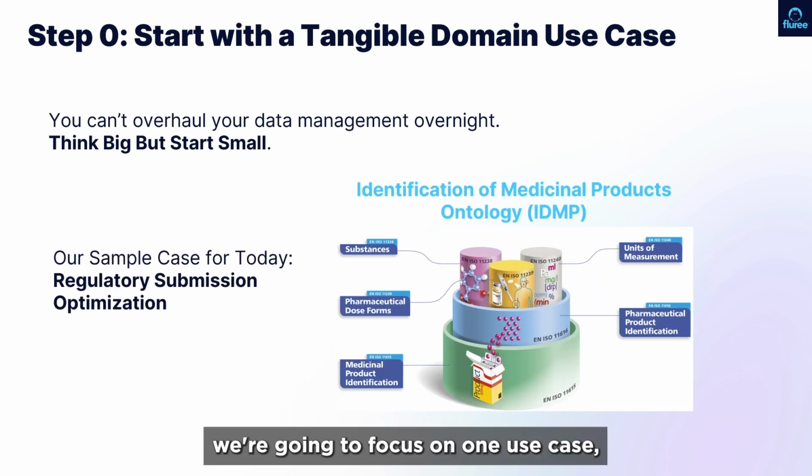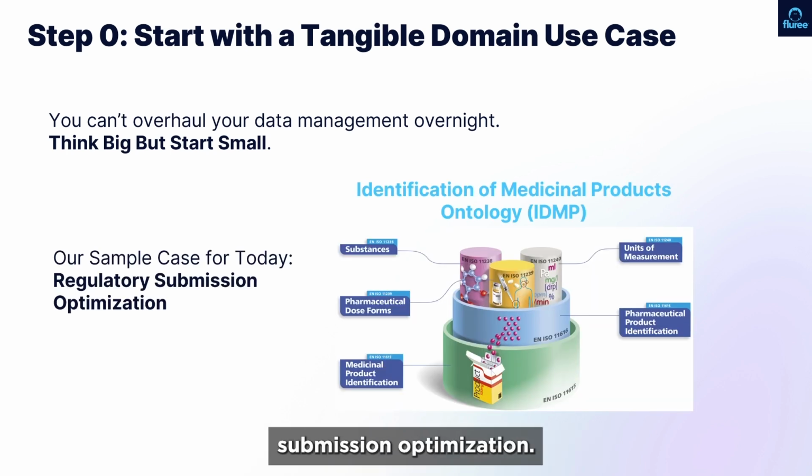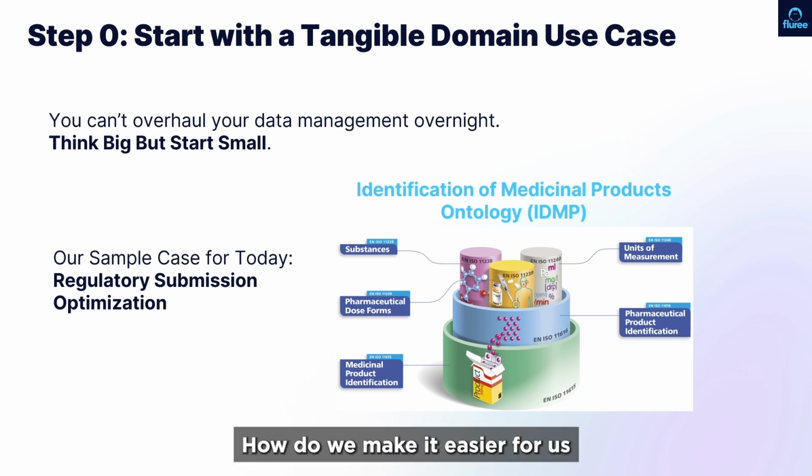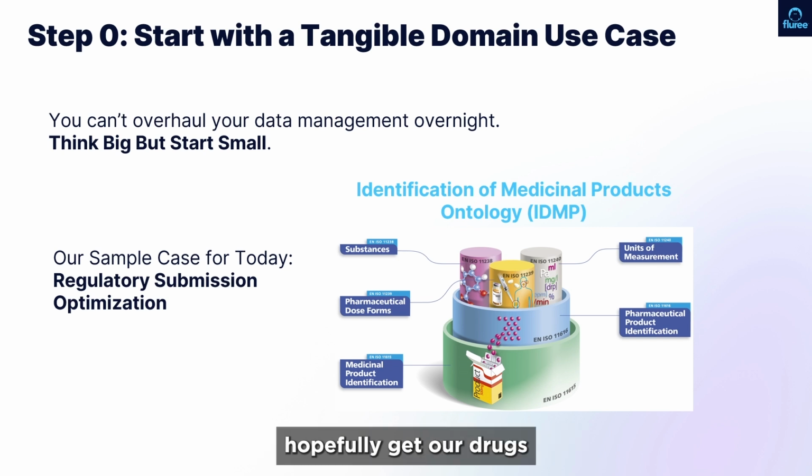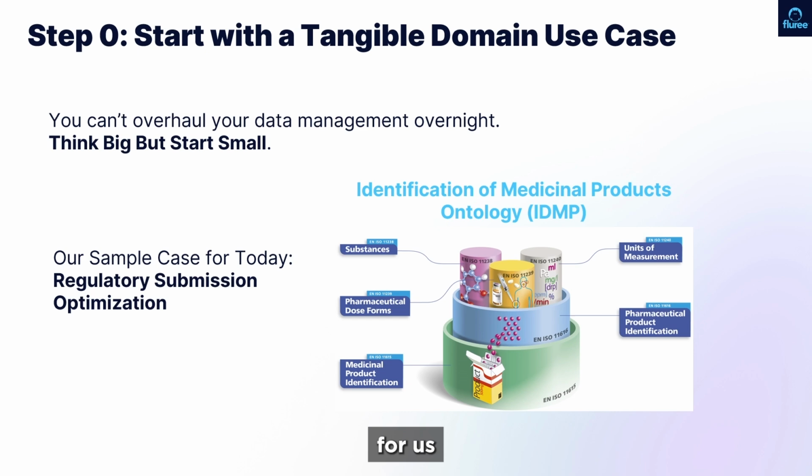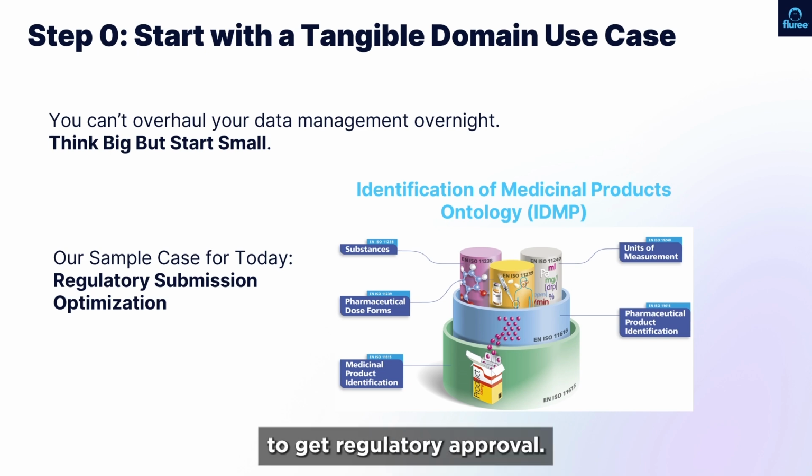So in this example, we're going to focus on one use case, which is regulatory submission optimization. How do we make it easier for us to collect the information that's necessary for us to do our regulatory filings so that we can hopefully get our drugs through the approval process much faster? And for this specific use case, we're going to identify a specific ontology. This ontology, IDMP, happens to be a really good one that describes the subjects and the nouns and the entities that we need that are going to ultimately make it faster for us to submit the paperwork to get regulatory approval.